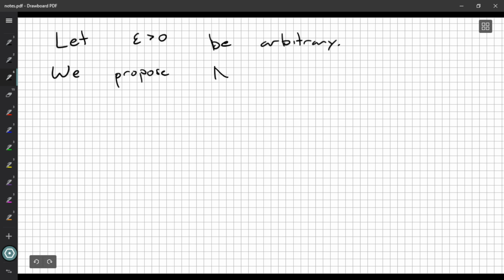Okay, so here's our formal proof. Let epsilon greater than 0 be arbitrary, just some value, it doesn't matter what. So we propose N equal to 1 over root epsilon will satisfy the epsilon-N definition.